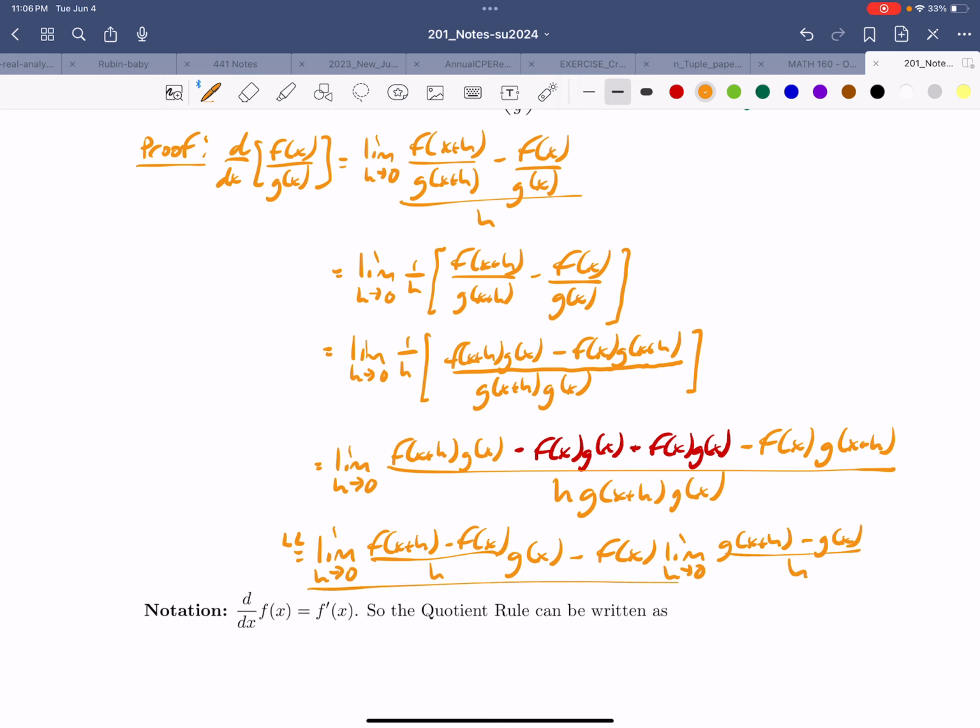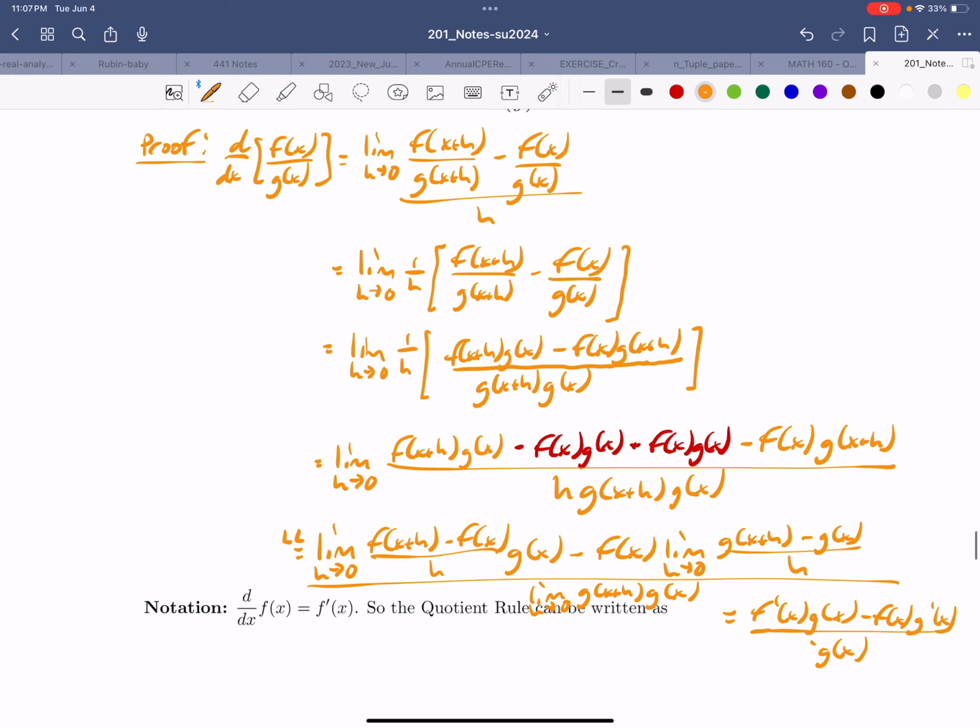And then all of this is going to be divided by the limit as h approaches 0 of g of x plus h times g of x. And that winds up equaling exactly what we had. F prime of x, g of x, minus f of x, g prime of x, all over g of x, quantity squared. Okay?